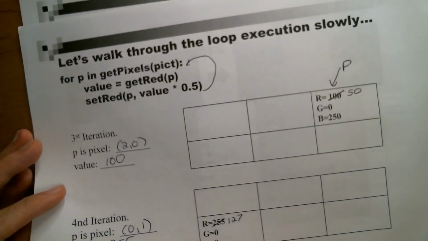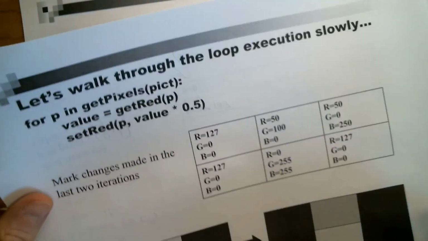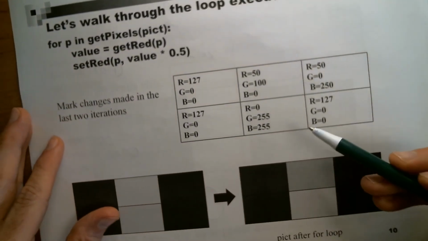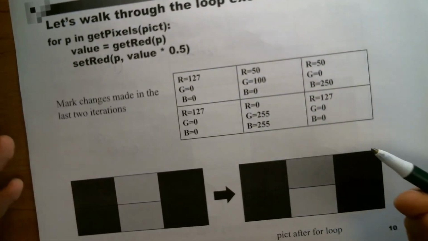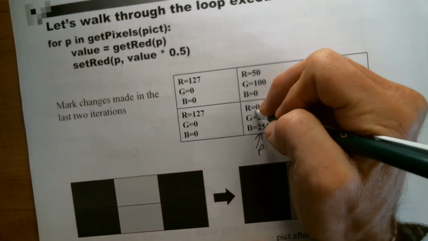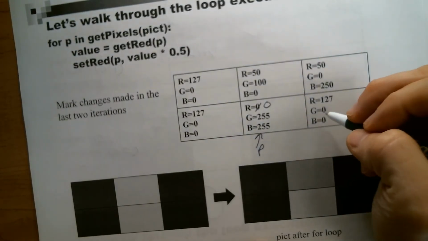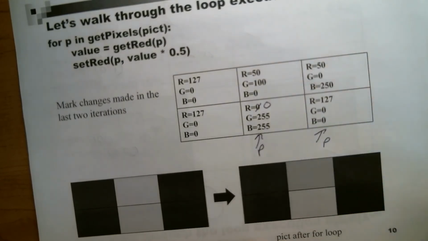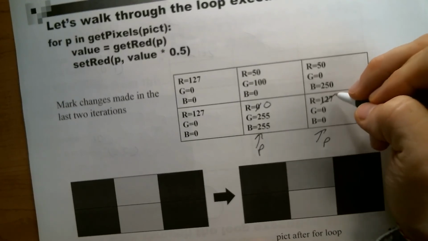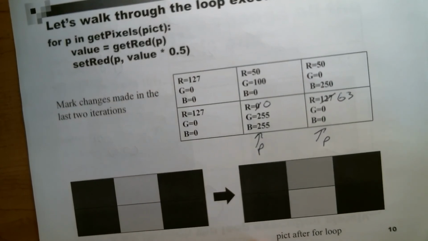So at this point, you should have a pretty good feel for what's happening. So I'm not going to go through the last two in as much detail, but it's the same premise. All right, P is going to move to this pixel. The red is going to get cut in half, which in this case doesn't actually change it at all. And then in the final iteration, P is going to move to here. This is going to get cut in half. All right, this in half would be 63 and a half, but the decimal gets truncated, so it's just 63.